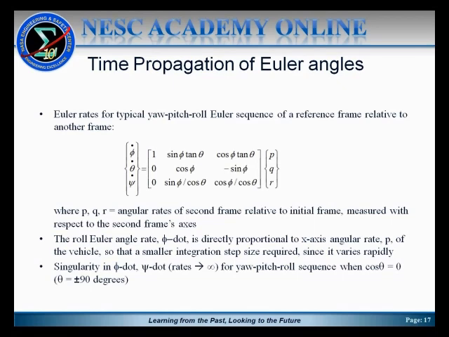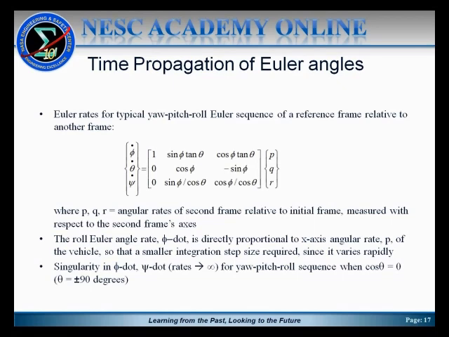So for a vehicle, for instance, P, Q, and R would be the angular rates of the vehicle relative to that first reference frame, with P, Q, and R measured in the body frame that's rotating. And what you'll see is the first thing I mentioned earlier on the previous slide, that in general Euler angles require a smaller step size. You'll see one of the reasons why. The first equation there for the roll angle Euler angle rate, phi dot, is directly proportional to P. You'll see the 1 in element 1,1 of that matrix. So phi dot is directly proportional to P.